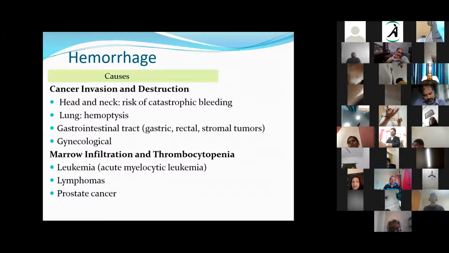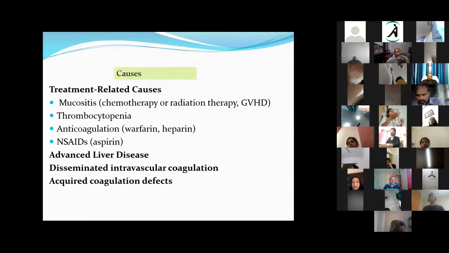But most patients have cancer-related complications. Like a patient with leukemia or lymphoma, this patient will have bone marrow involvement. So there is a decreased platelet count, and this patient will present with hemorrhage. So the origin may be very different, but the management in the palliative care setting is more or less the same.